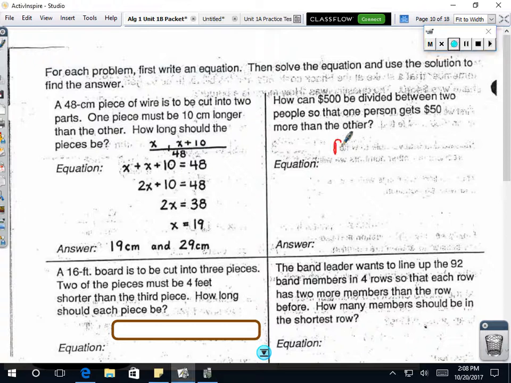We have two people, person 1, person 2. And we know that together they're going to get $500. Okay, but right now we really have no idea how much either of them are getting. We just know that together it's going to be $500. Was there anything else that they told us that might be useful? Right, does it matter which one gets $50 more? So we'll just say, okay, person 2, you're going to get the 50 extra on top of your X amount of dollars.